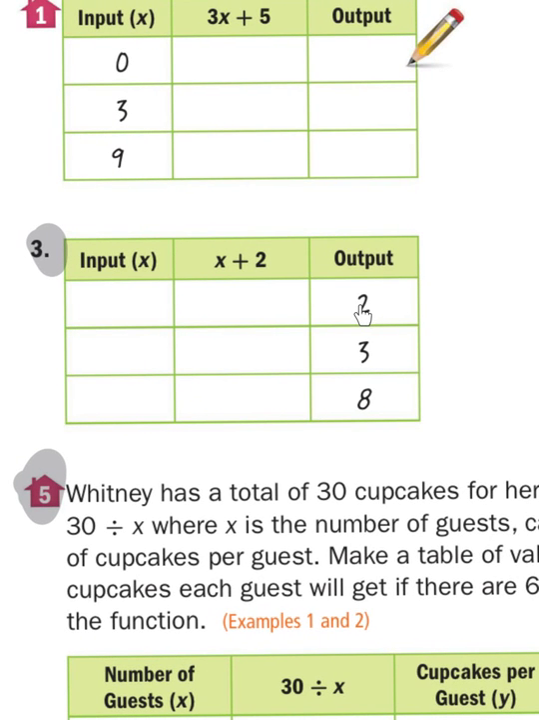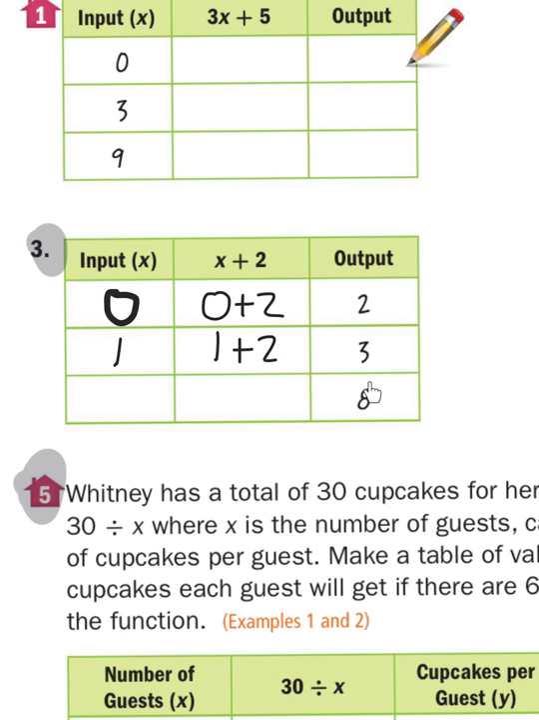So starting with 2, 2 minus 2 is 0. So I'm going to write 0 there. Now let me make my pen a little thinner. Now when I write my rule, I write, remember 0 is now x, 0 plus 2 is 2. So I know that was right. Then I'm going to go to the next one, 3. I'm going to subtract 2 going backwards, which gives me 1. And 1 plus 2 is 3.